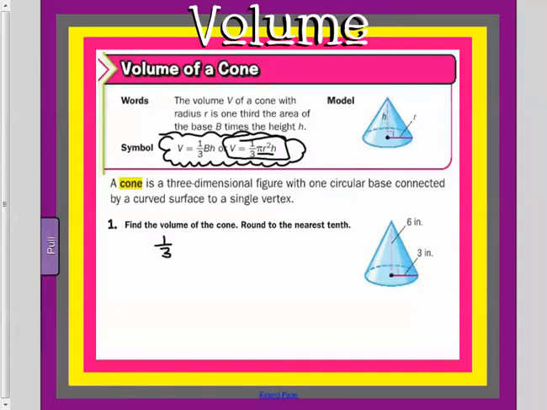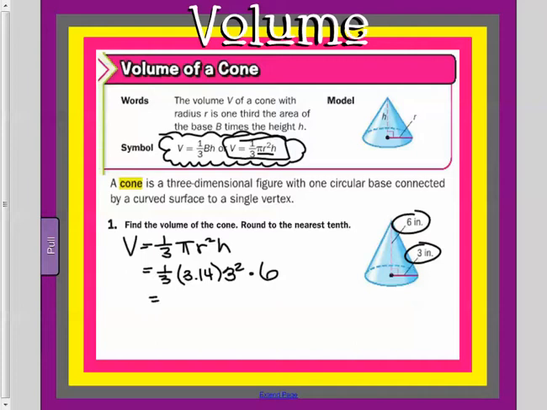Okay, so the first step would be to write down the formula: 1/3 pi r squared times the height. That's the volume of our cone. So we know 1/3 is 1/3. We know pi is 3.14. Do we have our radius? Yes, it's not a diameter, it's a radius. So 3, and we square it, and the height is 6.